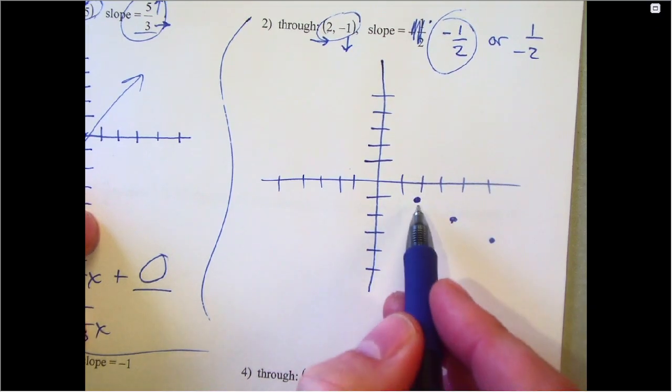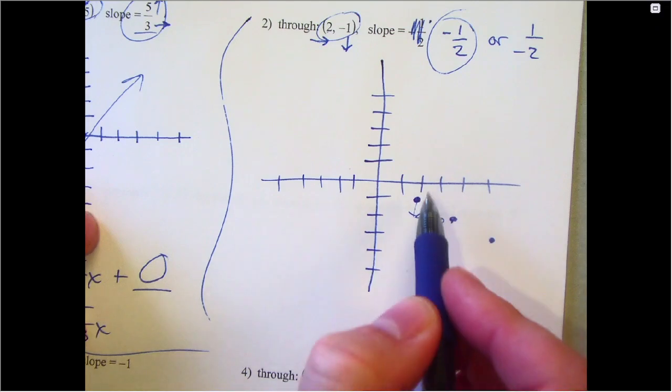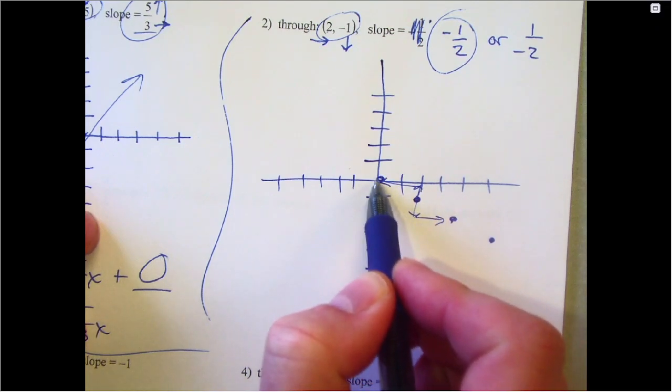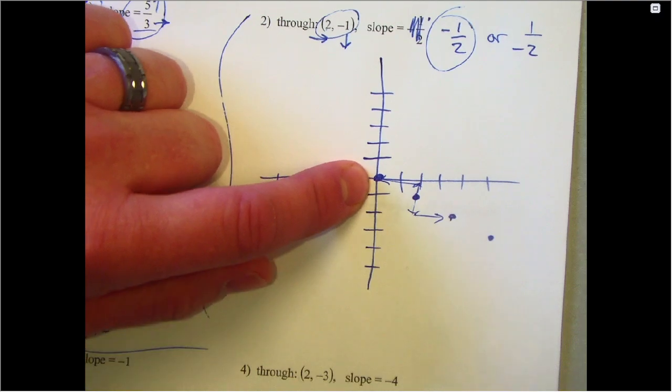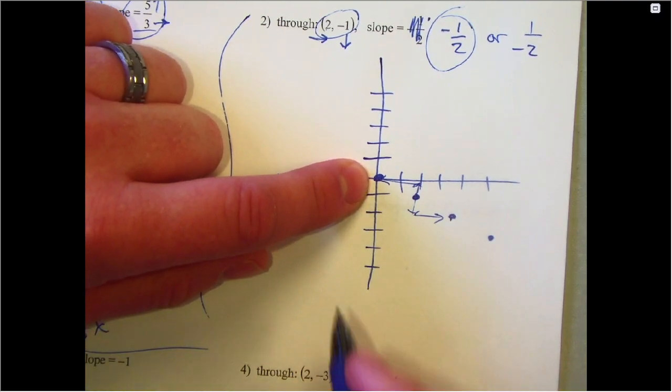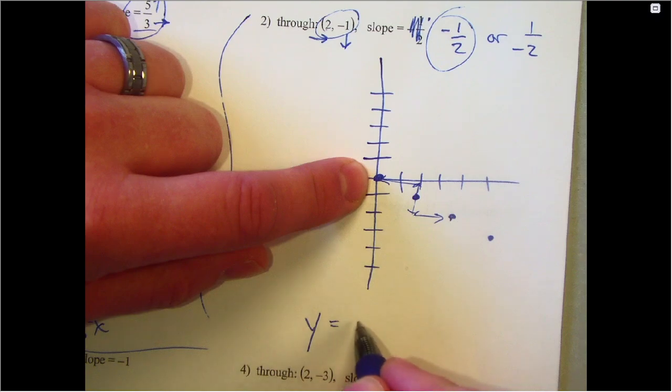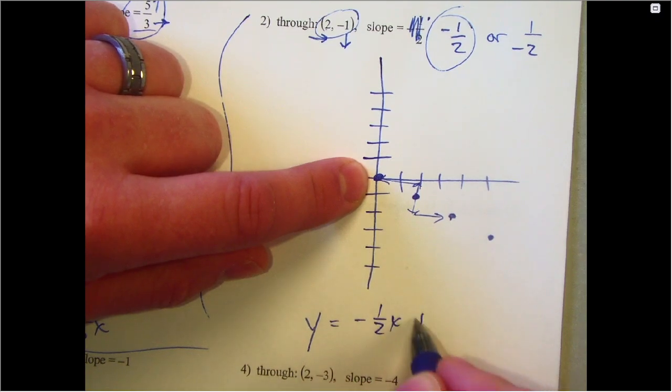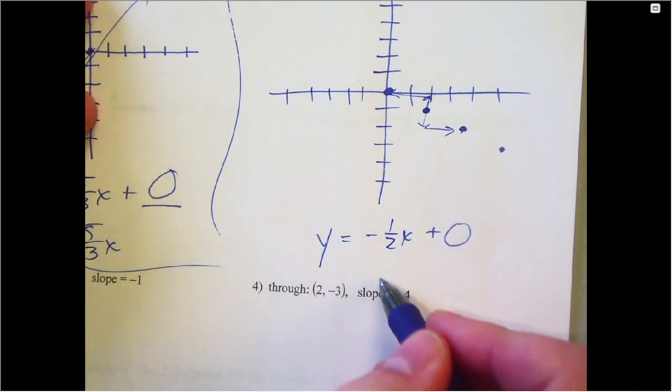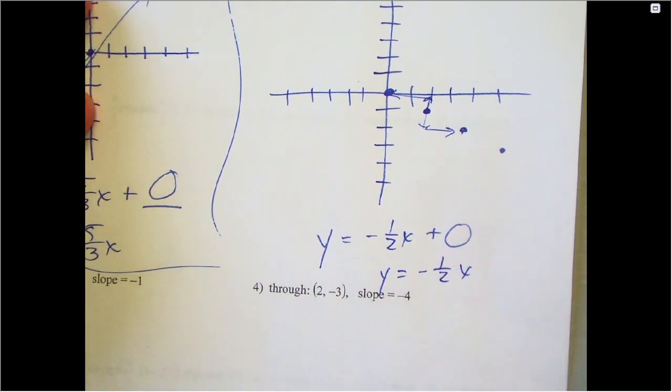So what's the opposite of down 1, right 2? It would be up 1, over 2. And then do I land on the axis? I do. What's the y-intercept? 0. My slope was -1/2. So it's not always going to be 0. It just happened to be in those first 2.